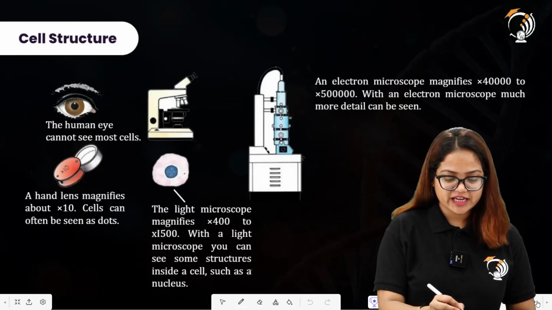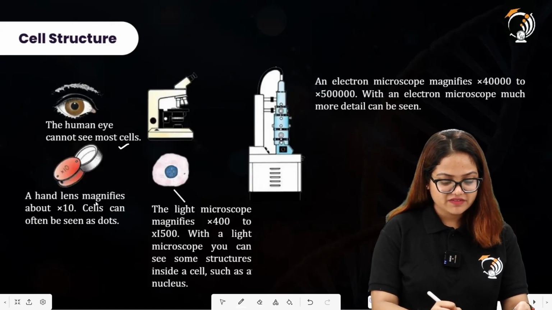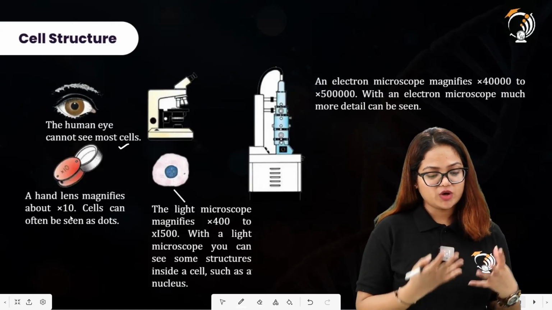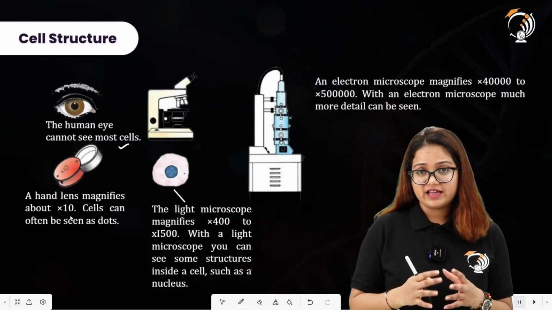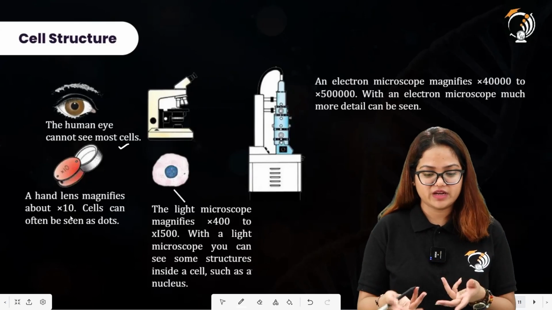The human eye cannot see most of the cells. The hand lens magnifies about 10 times, and the cells can often be seen as dots. Yet we are unable to see the internal structures of the cell with this kind of magnification.